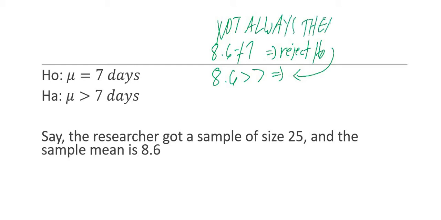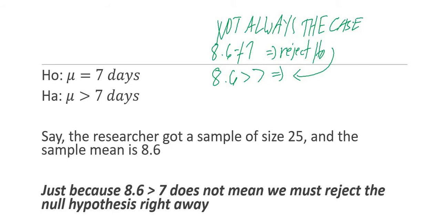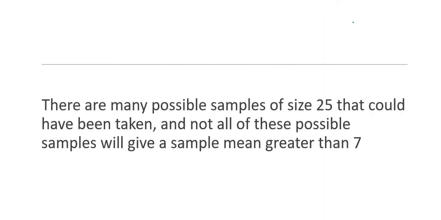This is not always the case in statistics, because just because 8.6 is greater than 7 does not mean that we must reject the null hypothesis right away. There are many possible samples of size 25 that could have been taken, and not all of them will give us a mean greater than 7.